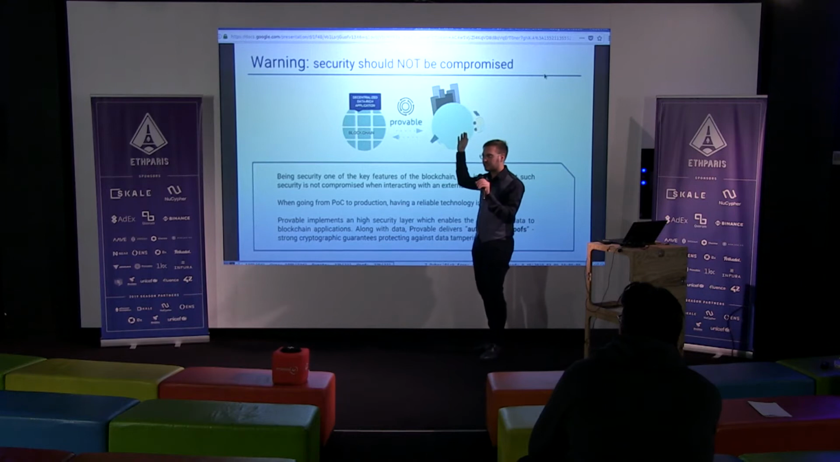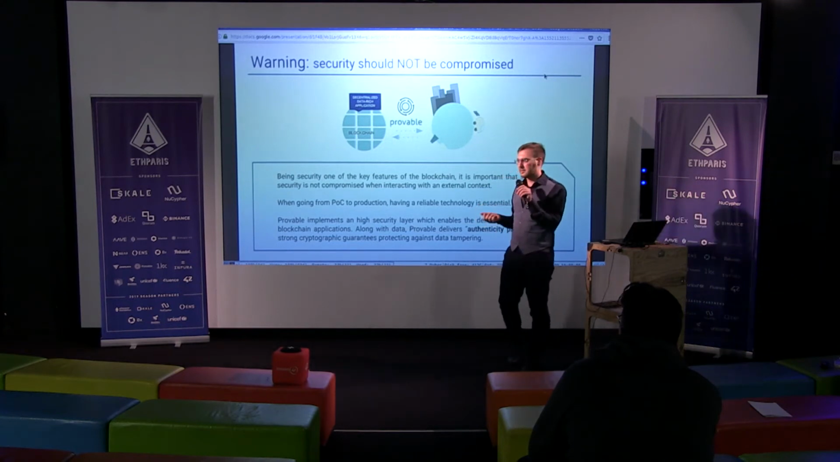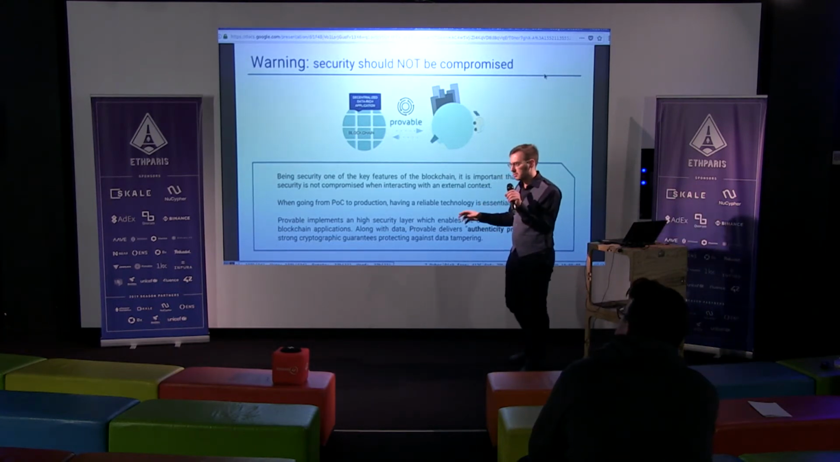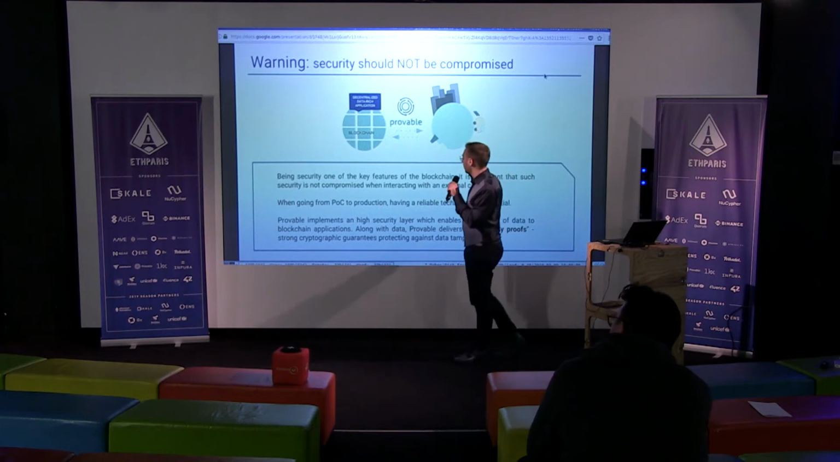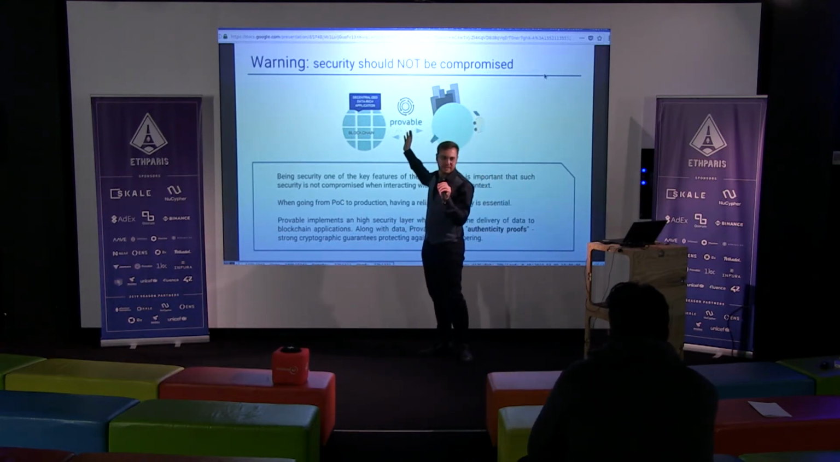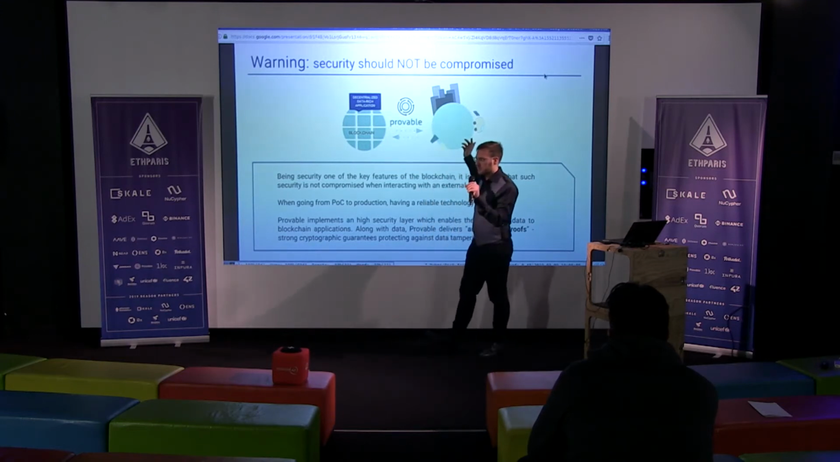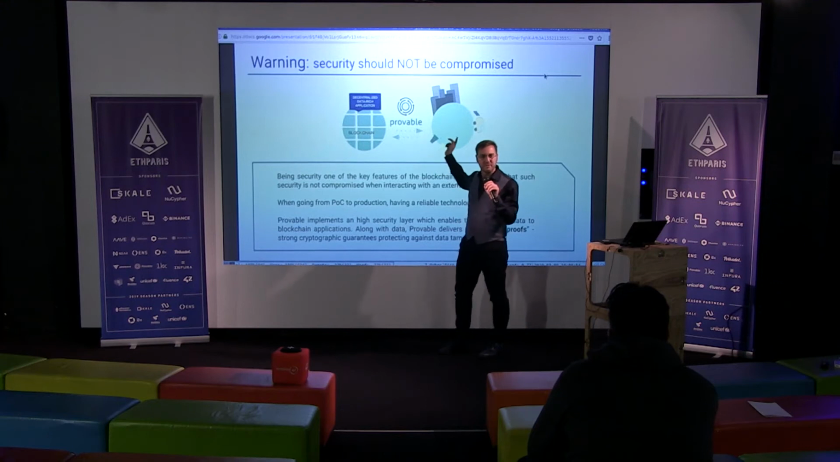Like, you want to get data from a single web API or from a few web APIs that maybe at the end of the day get their own internal data from the same source. So what happens? Well, here, you don't really want to compromise the security of the system. So you don't want to lose the decentralization, and you don't want the data to be tampered with during the delivery process.